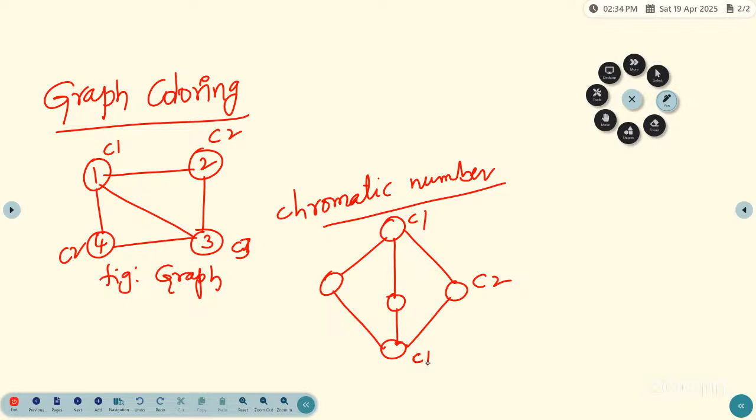Then here, C1 is definitely not possible because it is adjacent to these two. Then C2, because these two are not connected with each other. And here, C1 is there. With respect to this node, this is connected with this. These are C1 and this is C2. No problem, two different colors for adjacent nodes. These two adjacent, C1, C2. Chromatic number of this graph is 2. Right.